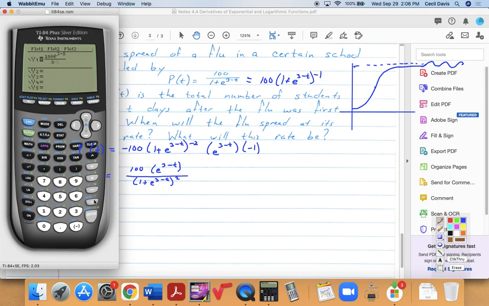So this would be 1 plus e raised to the 3 minus t. Oh, and I need to put that in parentheses.